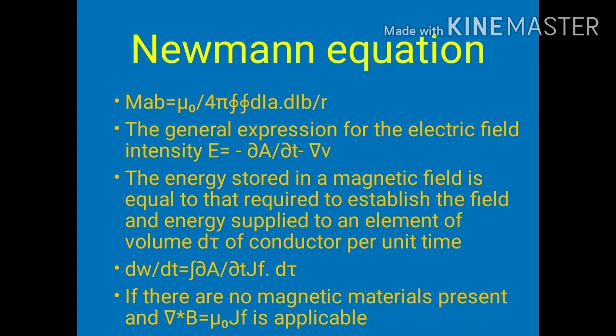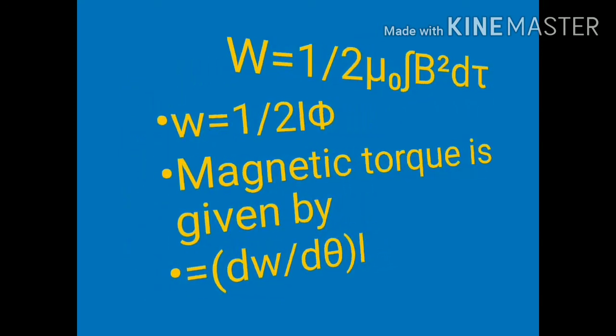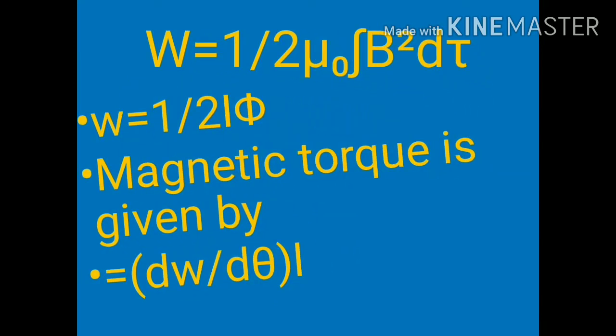The energy stored in a magnetic field is equal to that required to establish the field, and the energy supplied to an element of volume d tau of conductor per unit time is dW by dt equal to the integral of dou A divided by dou t dotted with JF d tau. If there are no magnetic materials present and del cross B equal to mu naught JF is applicable, W equals 1 by 2 mu naught times the integral of B square d tau. W equals 1 by 2 I phi.